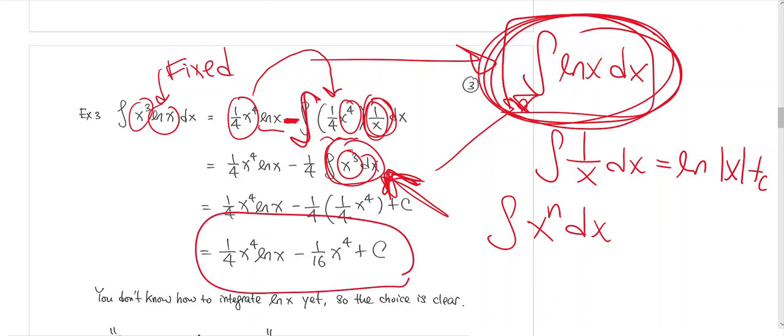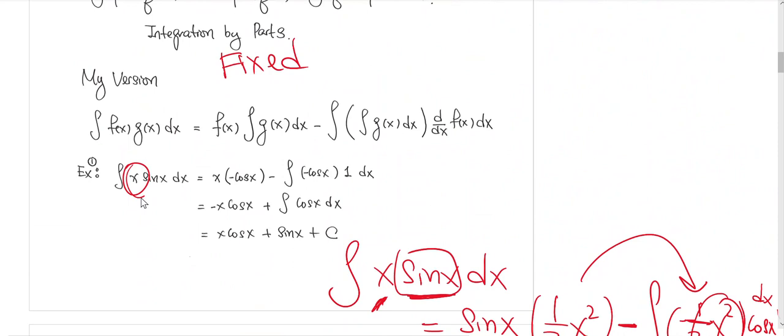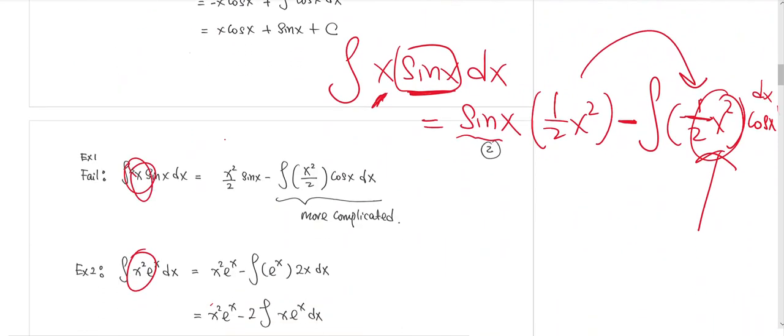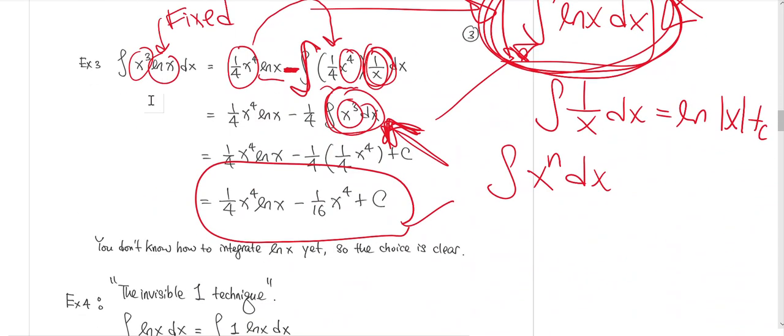So this is a situation where the choice is obvious, which one to fix and which one to integrate. The choice is obvious because you don't know how to deal with this. Right, so that gives you the answer. Sometimes, by now you should also know, the choice is obvious. This is the one that you fix, because you have no idea how to integrate it.